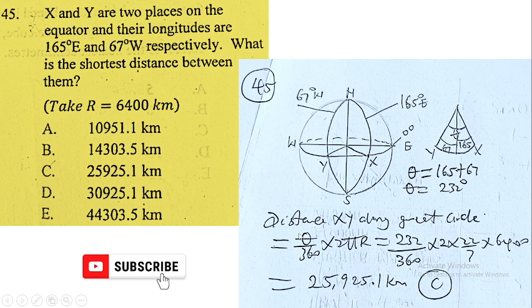So we can find the distance XY along the great circle, which is the equator, and that will give us theta over 360 times 2 pi r, where r is the radius of the earth, 6,400 kilometers, and pi is 22 over 7. If you substitute that here, the angular distance theta is 232 over 360 times 2 times 22 over 7 times 6,400. If you are able to simplify that properly, you get 25,925.1 kilometers as the answer, and option C is the correct option as the distance between X and Y.